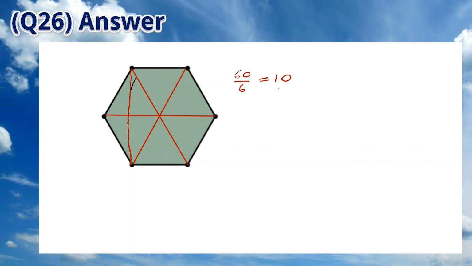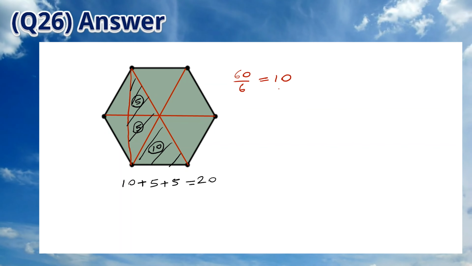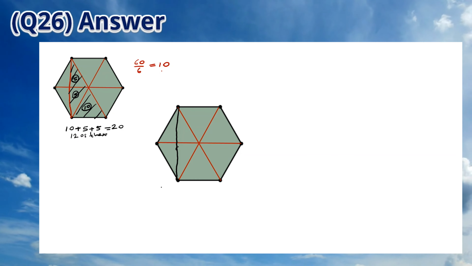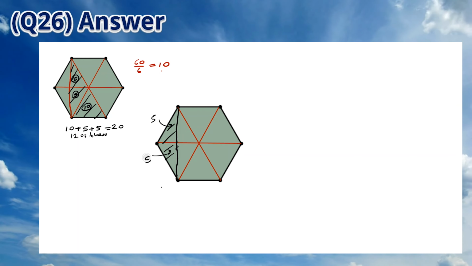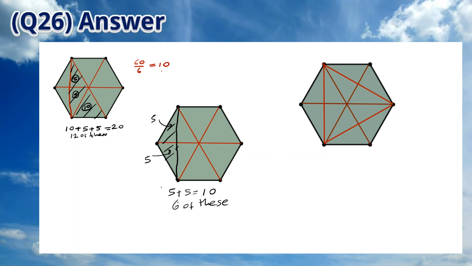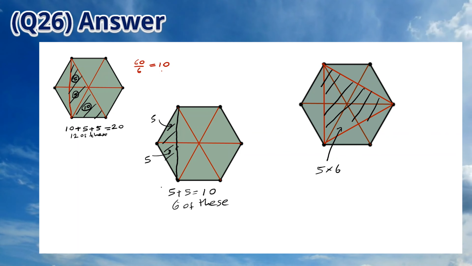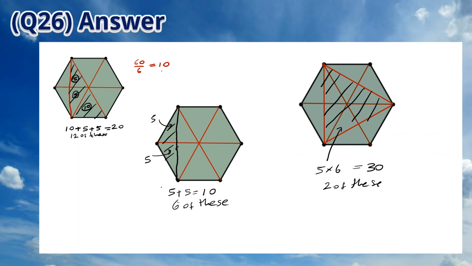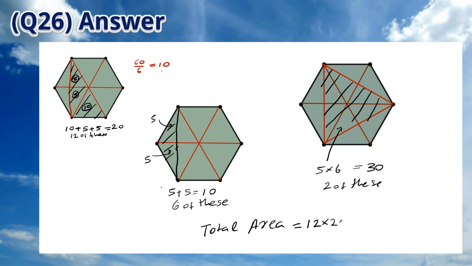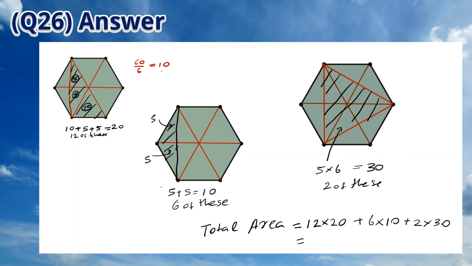In this diagram, the area of the triangle is 10 plus 5 plus 5, which is 20. There are 12 of these triangles. In the next diagram, the area of this triangle is 5 plus 5, which is 10, and there are 6 of these. In the last diagram, the area of this triangle is 6 multiplied by 5, which is 30, and there are 2 of these. We can calculate the total area of the 20 triangles below. The total area is 360.